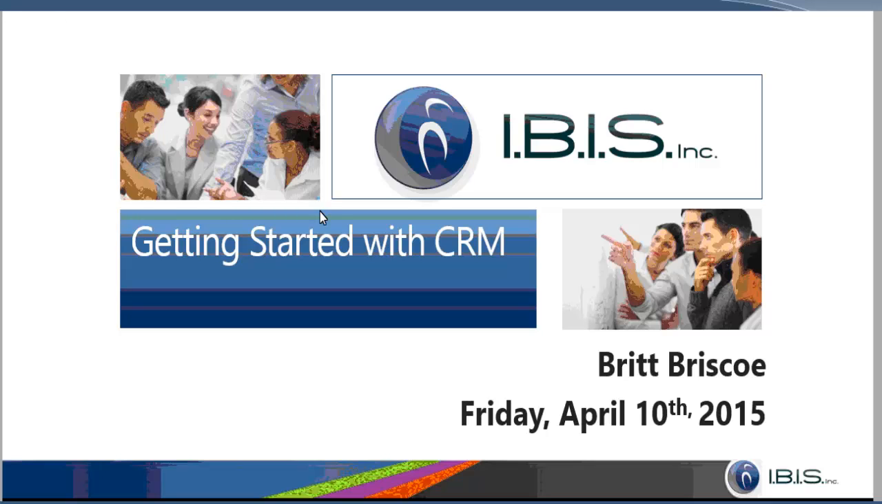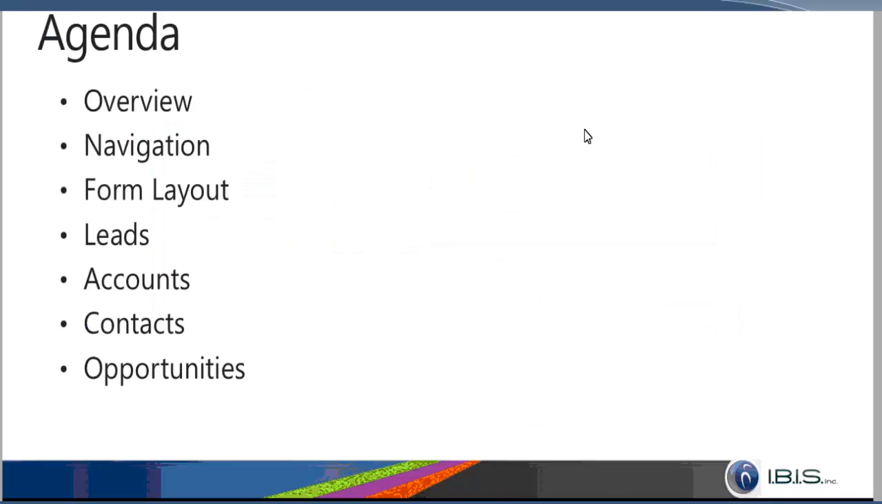So agenda today, we're just going to go over the overview. We're going to look at some of the navigation within the system, looking at some of the form layouts between the different entities, and those entities would be leads, accounts, contacts, and opportunities. Now, there are other modules within CRM, like service for your customer service reps, but really we're just going to focus in on the sales and marketing side of CRM.